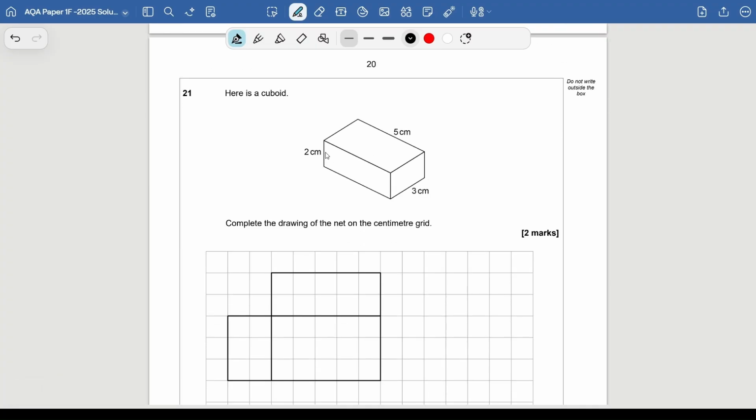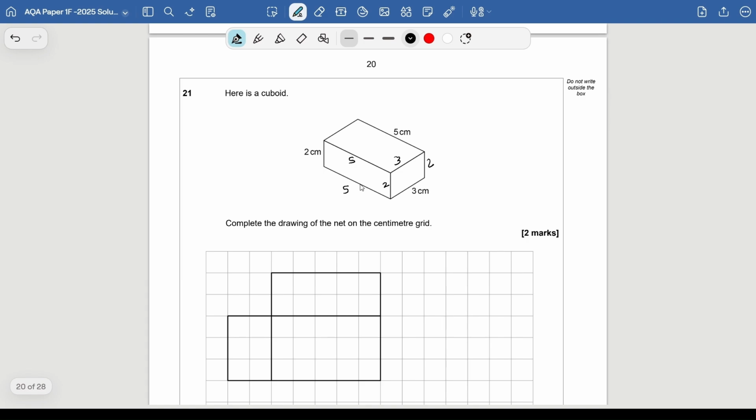Here is a cuboid with these dimensions. So this looks like the length is 5, the width is 3 centimeters, and the height is 2 centimeters. Complete the drawing of the net on the centimeter grid. So the net is when you open this box and draw the 2 dimensions of each of these faces, considering each face like a rectangle. The top face here has the dimensions of 5 by 3. This part is 3 by 2, and this face is 5 by 2.